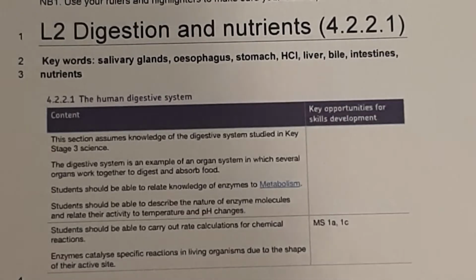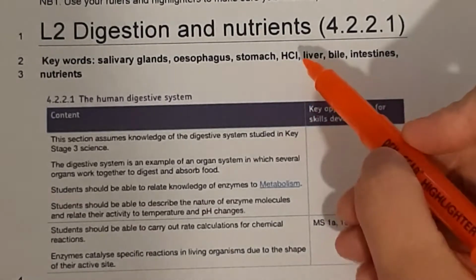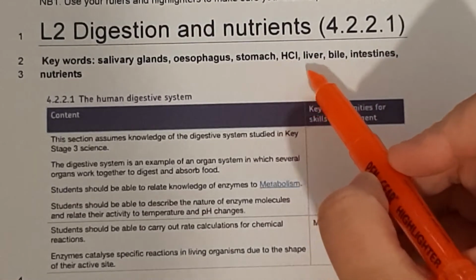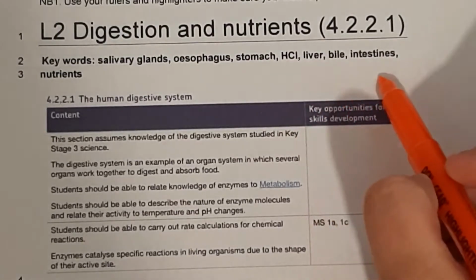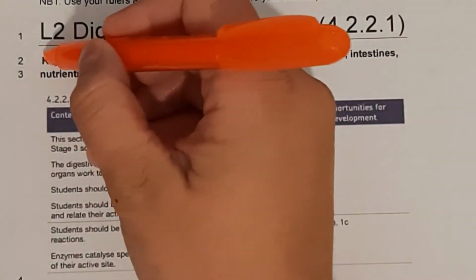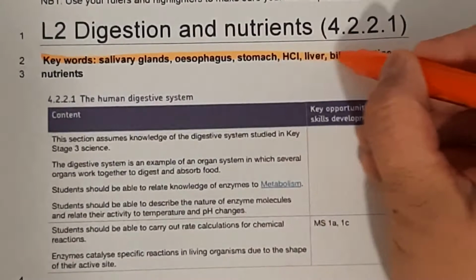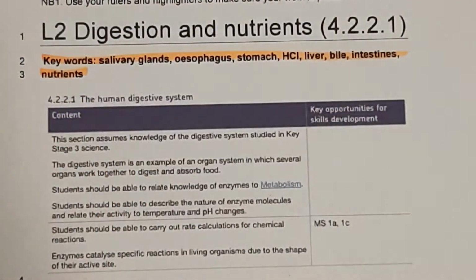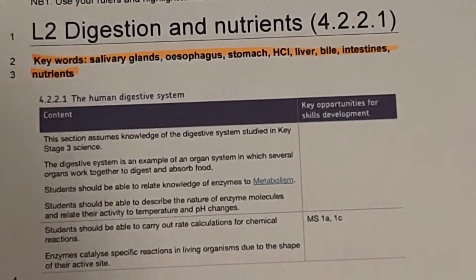So today's key words are salivary glands, esophagus, stomach, HCl, which means hydrochloric acid, liver, bile, intestines and nutrients. So let's highlight those, please. By the end of the lesson, you'll need to know what all of those words mean.